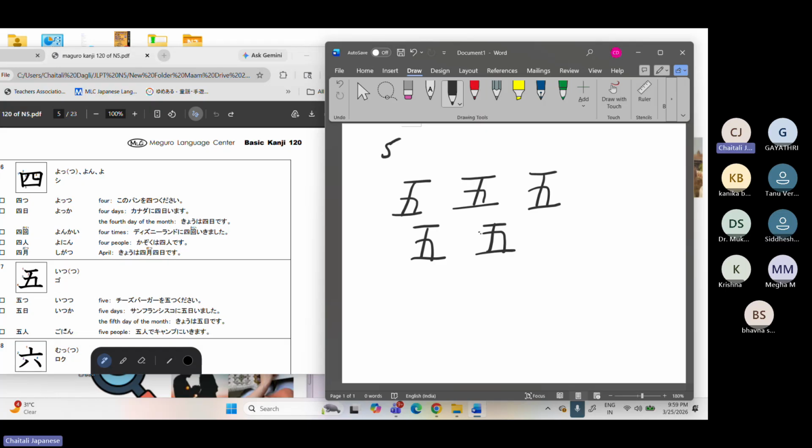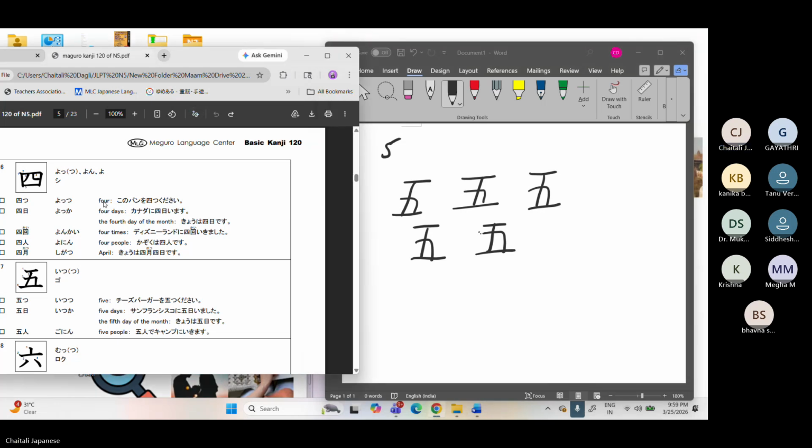Itsuka or Gonin. Gonin is your people. Nin is your counter for people. If you see here, nin is your counter for people. Itsu is again 5 for days. And Itsutsu is again like 5. Okay, 5. Tsu, that you will understand in the next class. But just understand that ka and nin are your counters. Okay.